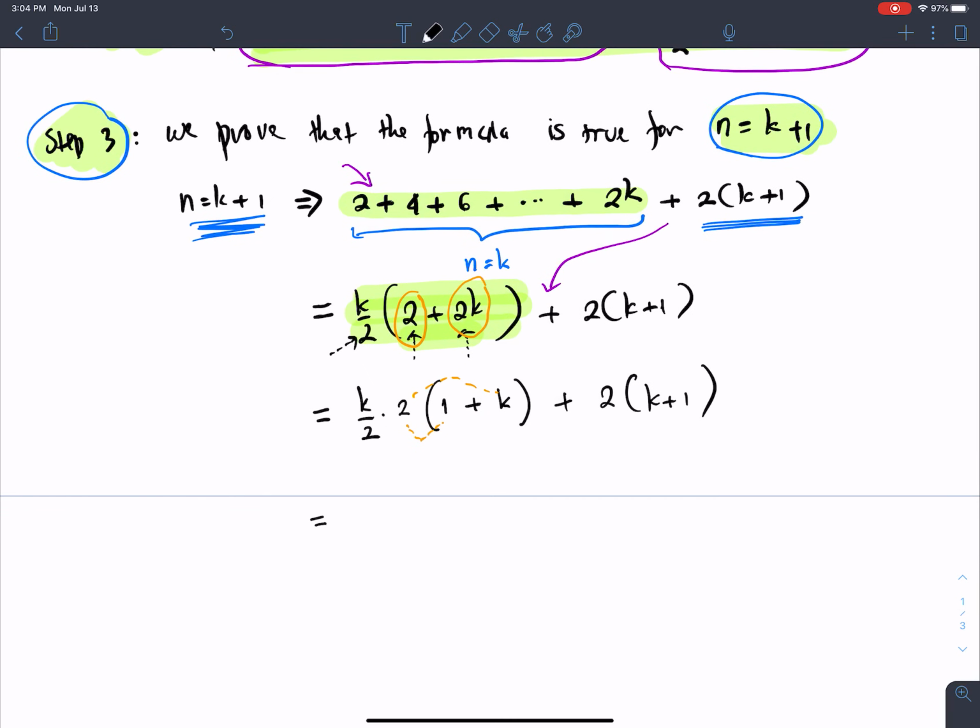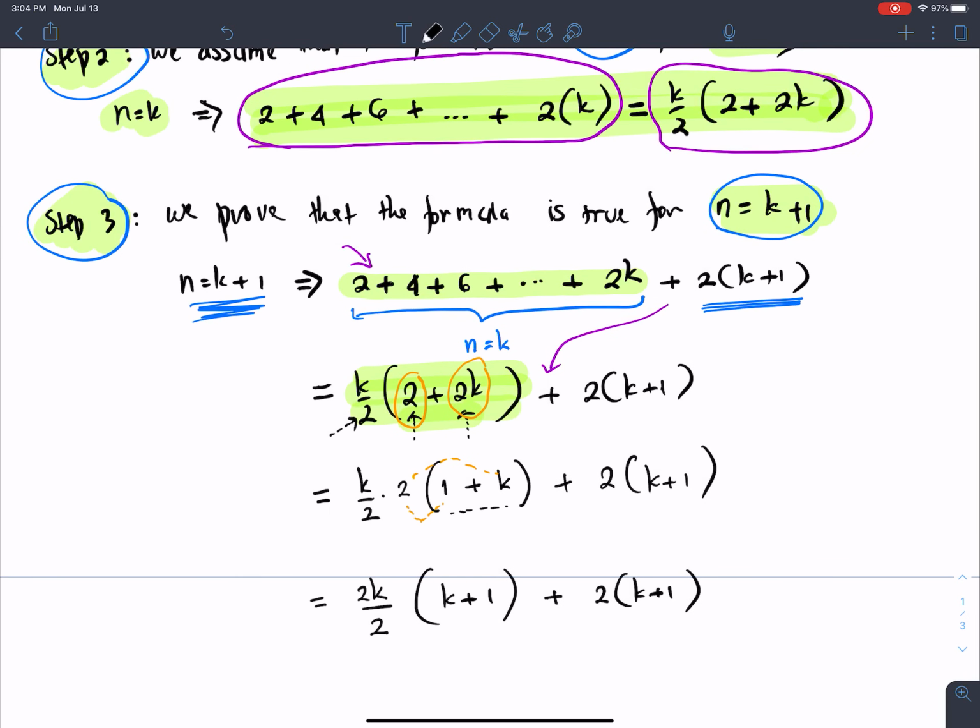Now continue again. I will put this one nicely first. 2k over 2, because k times 2 we get 2k, and then this part here I will rearrange as k plus 1, plus 2k plus 1. Got it, yeah? Okay, so continue. Next, equal to, we're not yet done. We have k plus 1 here, k plus 1 here. So almost done, because I said earlier everything must change into k plus 1.